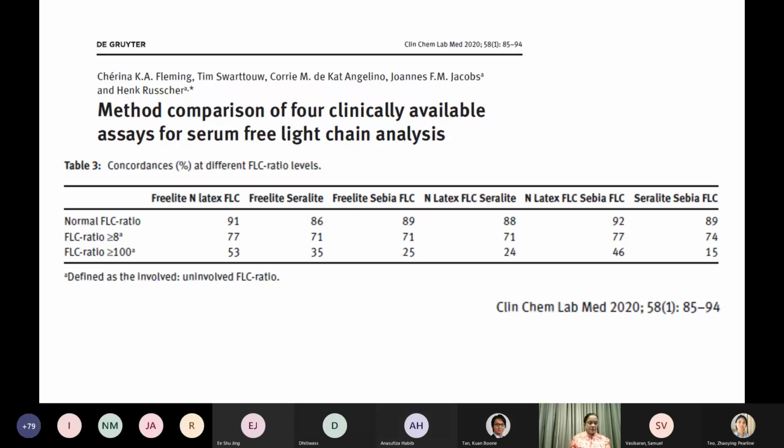They use involved to uninvolved ratio of 8. That's the cutoff used to define high risk people for progression, and 100 is used as myeloma defining event. That's why they use cutoff of 8 and 100. Based on this study, the concordances are substantially lower when we use the ratio of 8 and very poor with the cutoff of 100.